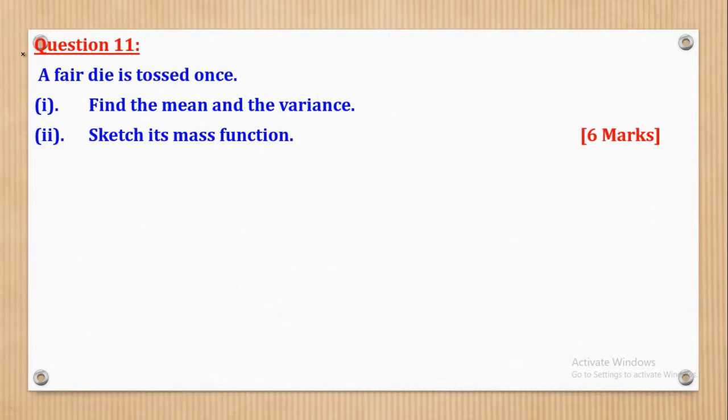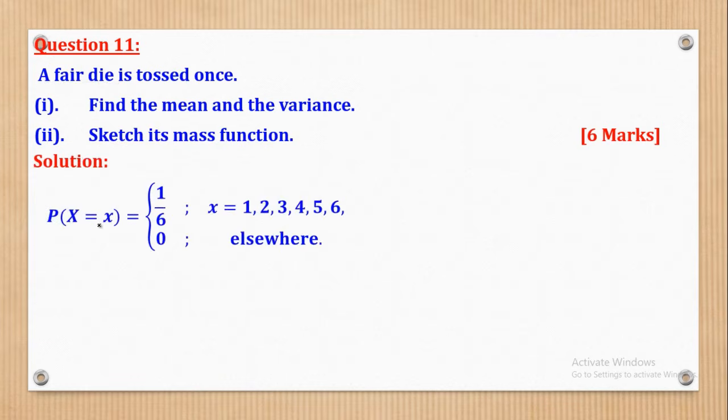So I'll use that formula for these questions. So question 1 says, a fair die is tossed once. Find the mean and variance, and remember to sketch the mass function. So the mean, we remember the formula. So first of all, the probability is 1 over 6 because a die has 6 faces.